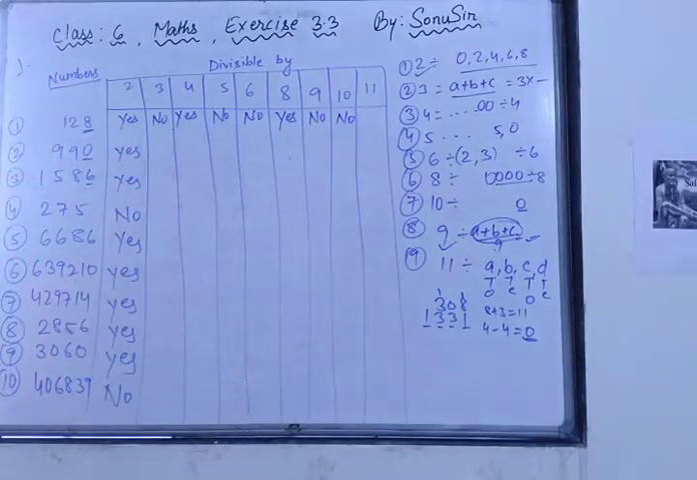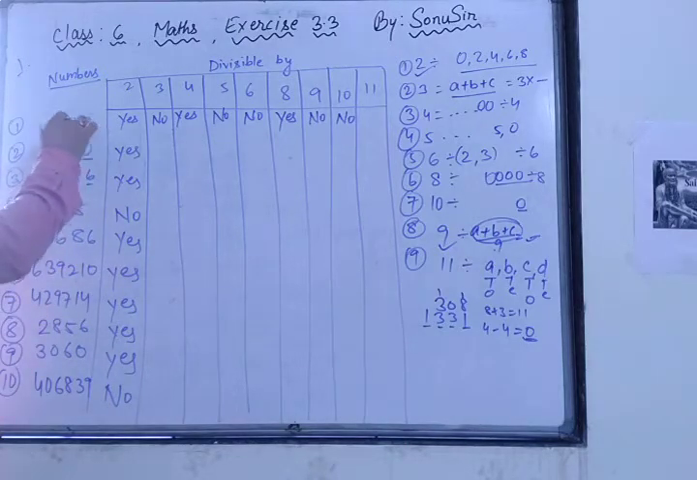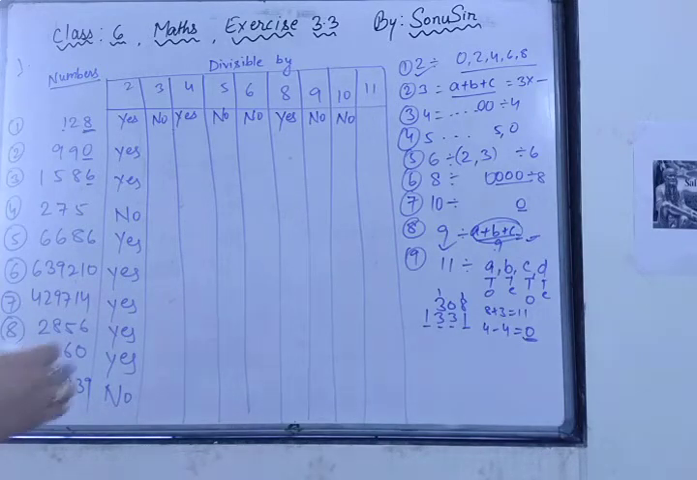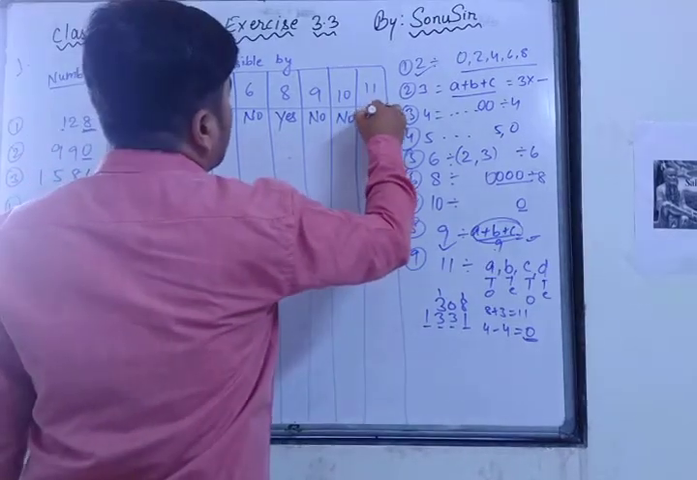What about the 11? 11, I have told you, at the odd place 8 plus 1, 9. 9 is not divisible by 11. So remember, this is also no.